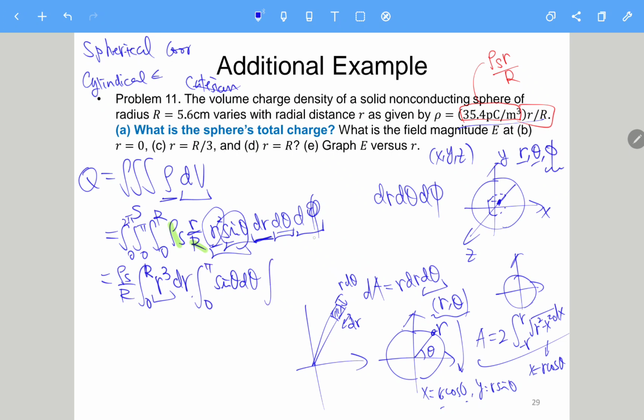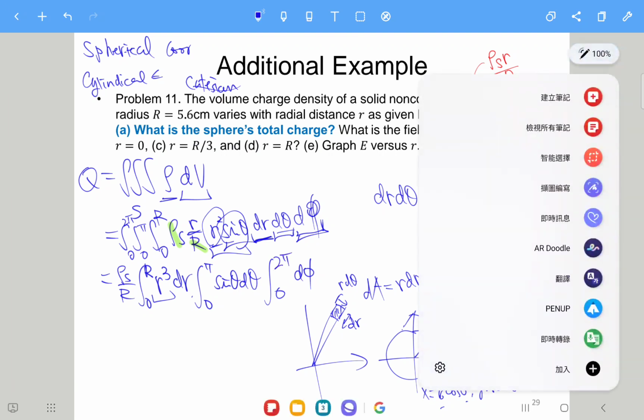And at last, we have d phi. You cannot find a phi in the integrand, so this function is nothing but a 1. You can write 1 times d phi, or you can just ignore it. So it will be easy.